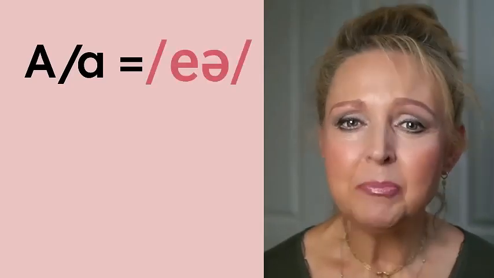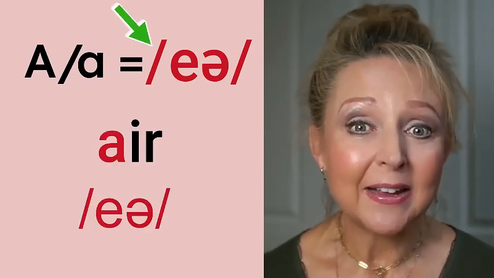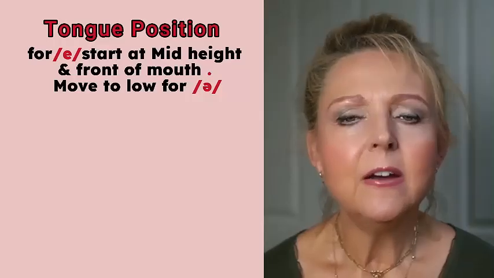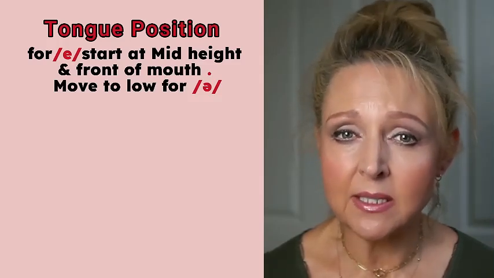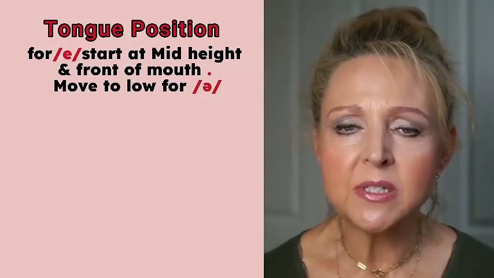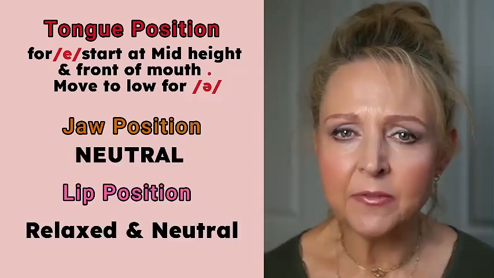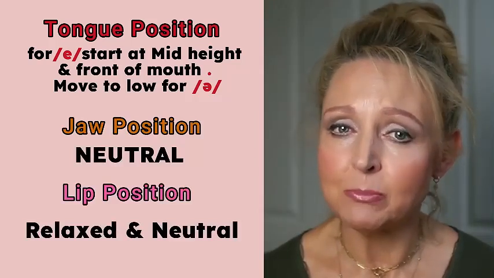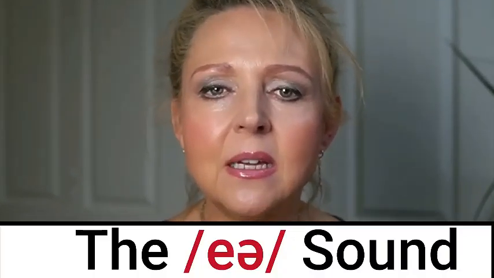Now for the letter A, pronounced as the air sound, as in the word air. So let's say air. This is a diphthong, meaning that the two sounds glide into one. For the first sound, start with your tongue in the front of your mouth at mid-height, and then move it to a low position for the schwa. Your jaw and lips close at the end of the schwa sound to a relaxed and neutral position. Glide the two together, like this. Air.